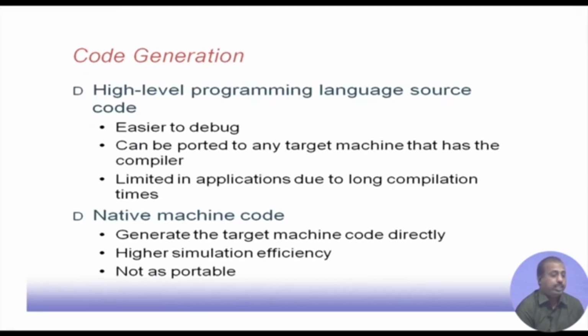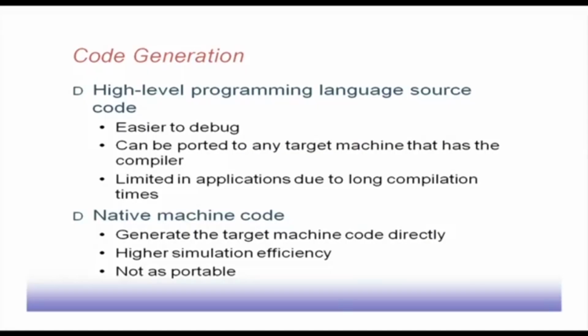Now, for the code generation part, high level programming language source code may be used. We can write down the code corresponding to this piece of circuit in some high level programming language. The advantage is that it will be easier to debug. It can be ported to any other target machine that has the particular compiler. However, it is limited in applications due to long compilation time. It may take quite some time to do the compilation, so that way it may be restricted.